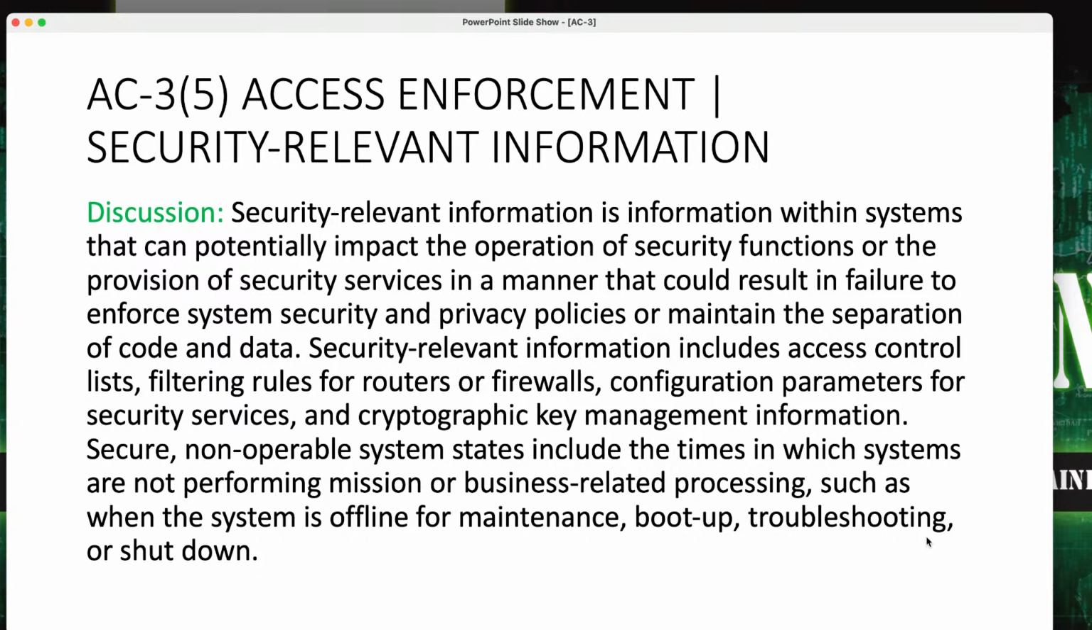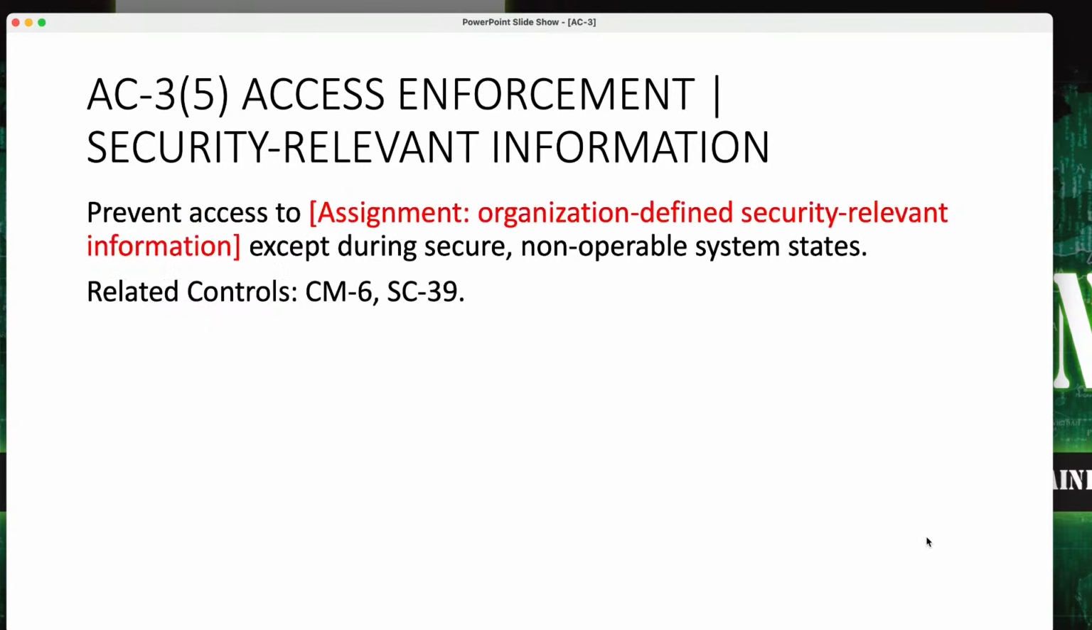information, right? The second part here is secure non-operational system states. This is when we're kind of not worried so much about it. When it's not performing mission or business related processing, when it's offline for maintenance, boot up, troubleshooting, or shut down, right? So we want to make sure it's protected when it's online, when it's available. We want to protect this information from getting out to people who aren't authorized to look at it.